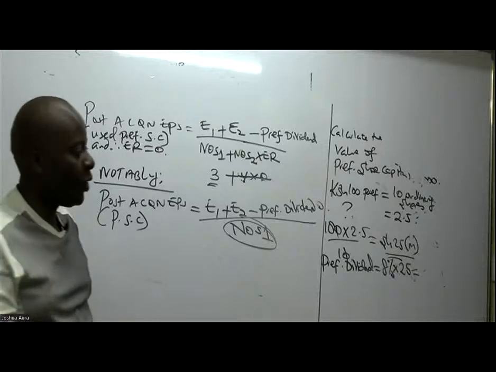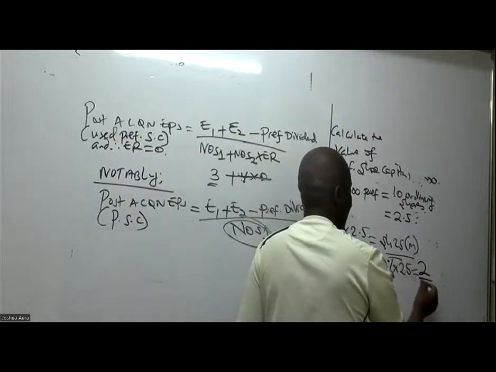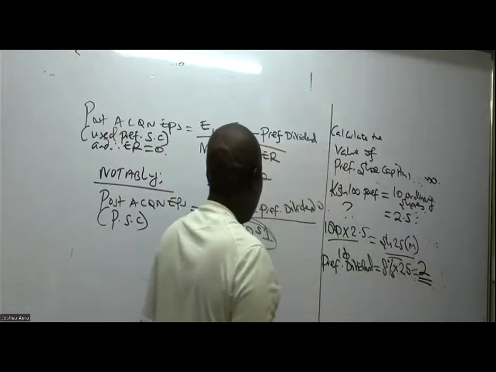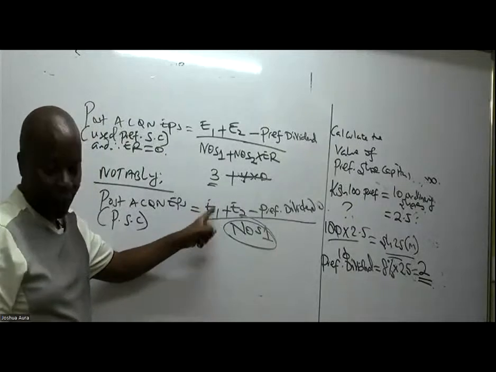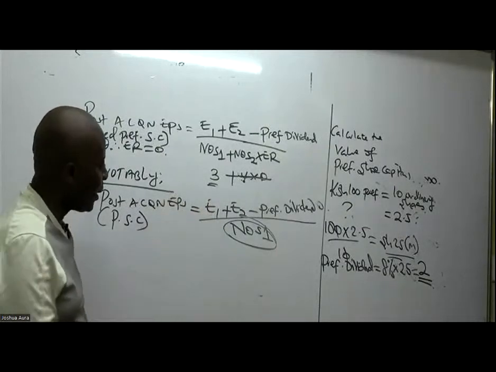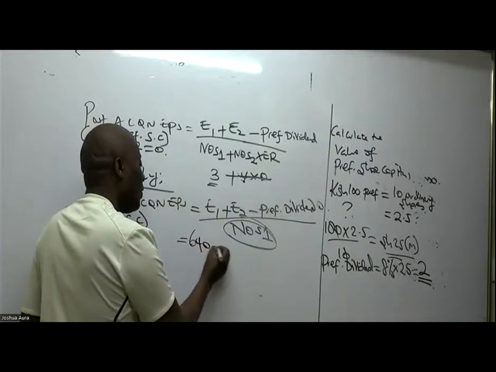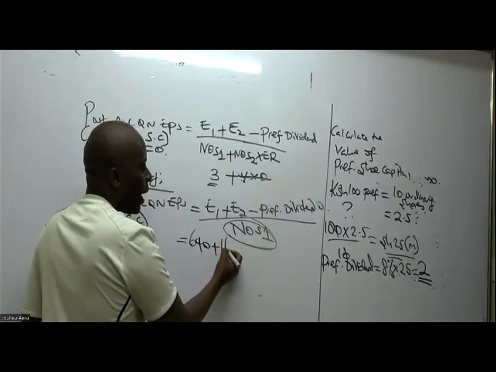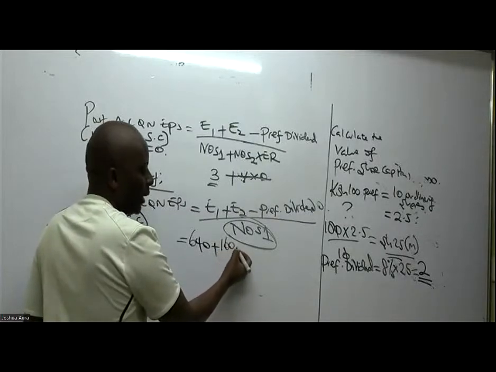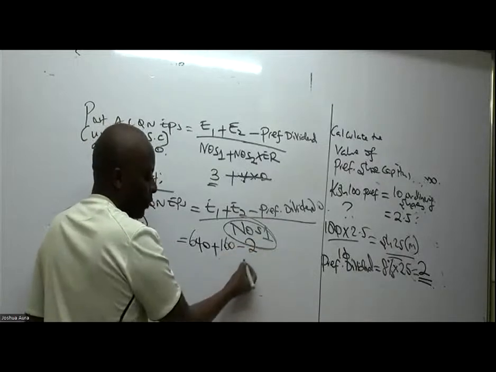So I'm being given a figure of 2. Thank you so much. Could you kindly double underline this figure, and then come and fix it here. So, ladies and gentlemen, our earnings of company one, if I remember very well, you had given me this figure of 640. We have here a figure of 160 million. And then we have a preference dividend of 2.